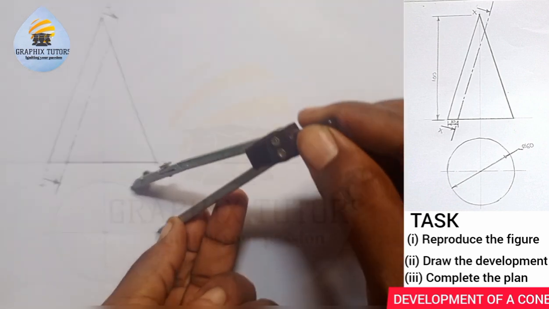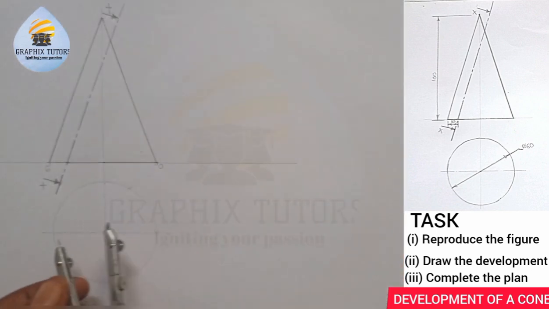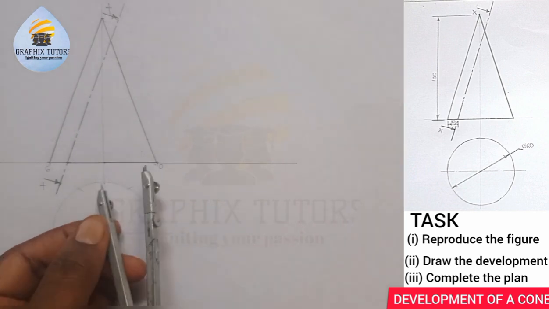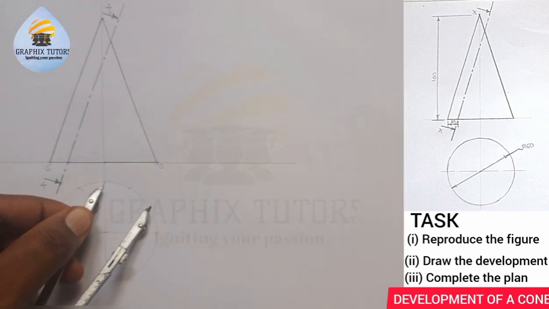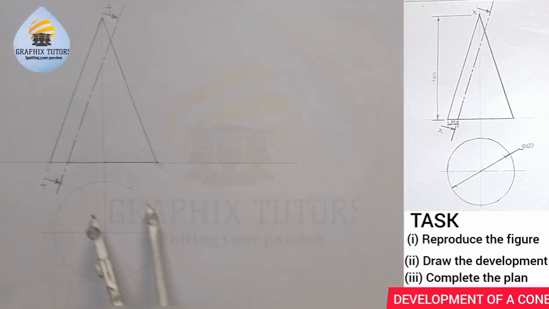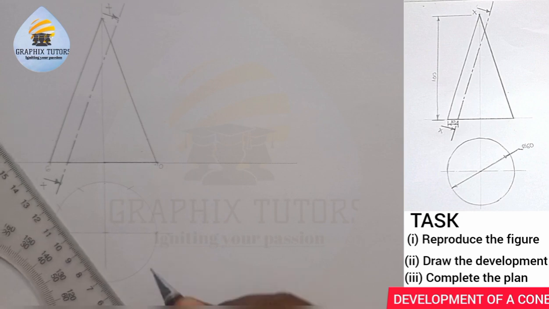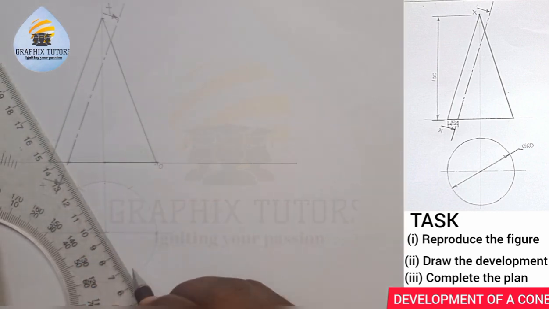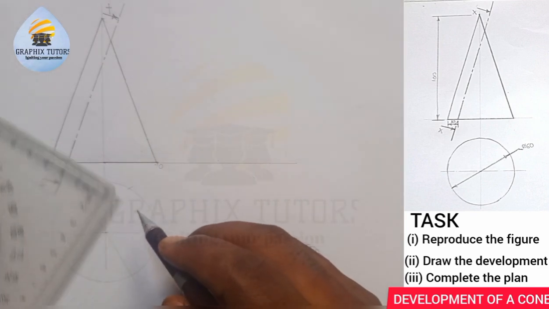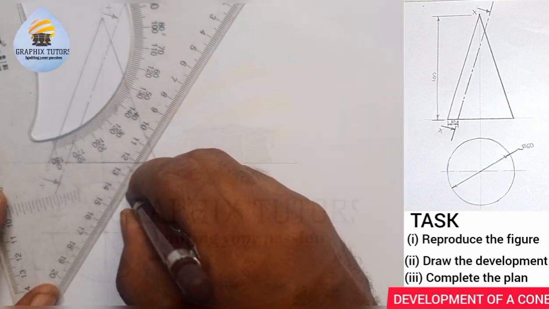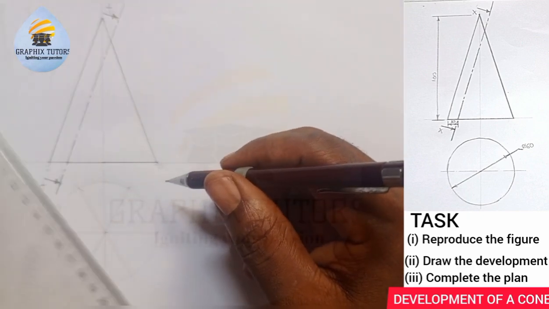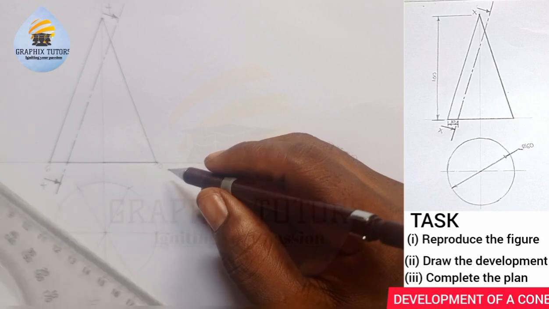I'll place it at this end and mark to the side. I'll place it at this end again and mark to the side. I'll place it at the middle here and mark left and right. So I'm going to draw lines through those points, passing through the center of the circle.